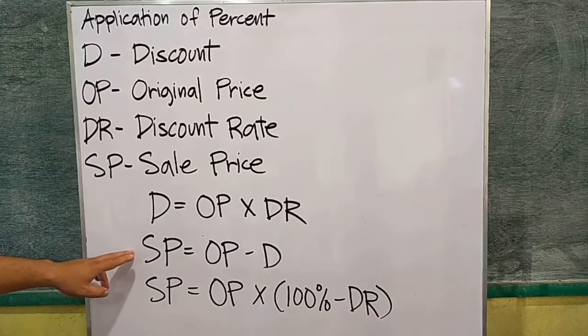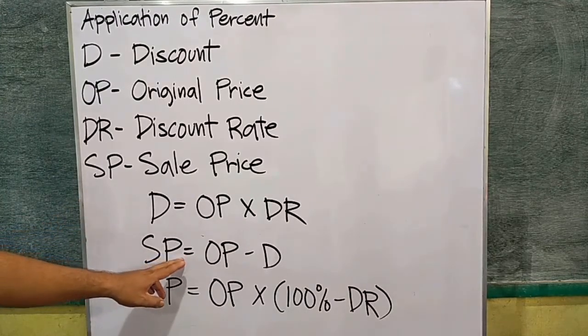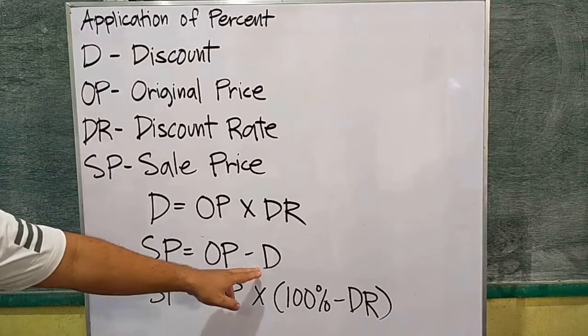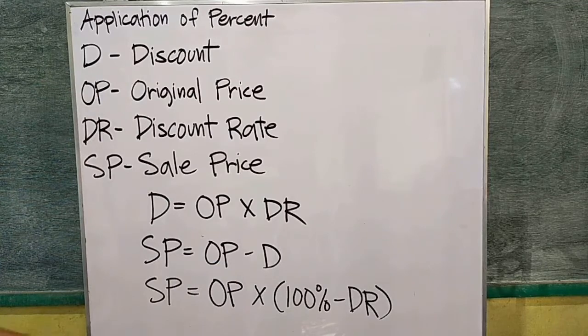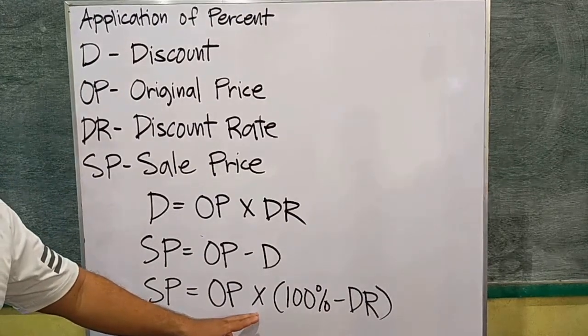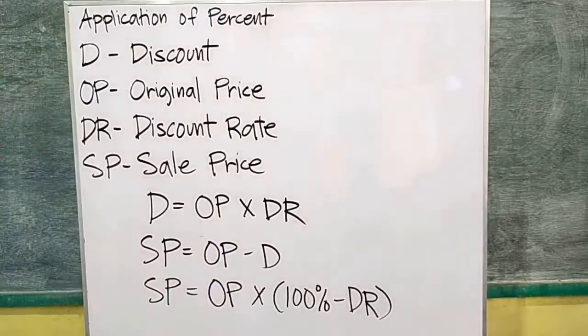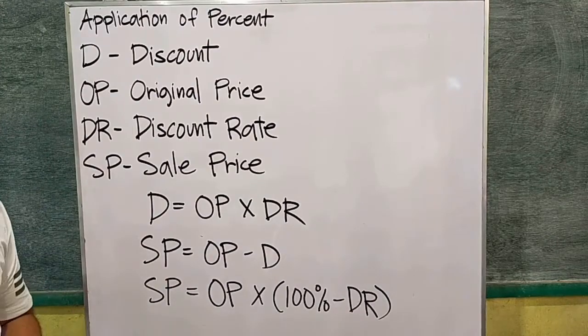Now, if you're looking for the sale price, SP, its formula is OP or the original price minus D or the discount. To get the sale price again, if the given is the discount rate, it is OP times, open parenthesis, 100% minus the DR or the discount rate, close parenthesis. Okay, that's the formula. Now we're gonna explain this using an example.